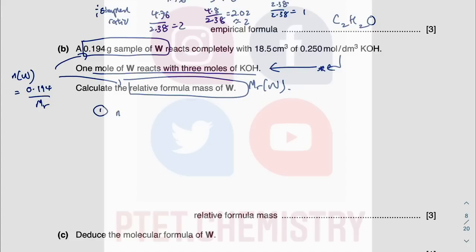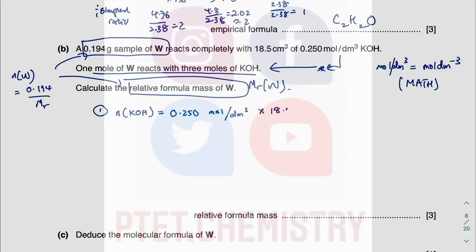So I'm going to work out the mole of KOH first because I have the concentration, 0.250 mole per dm cube. You should also be aware that mole per dm cube can also be written as mol dm minus 3. This is in your O-level mathematics. You can choose to represent it like that. They are the same.